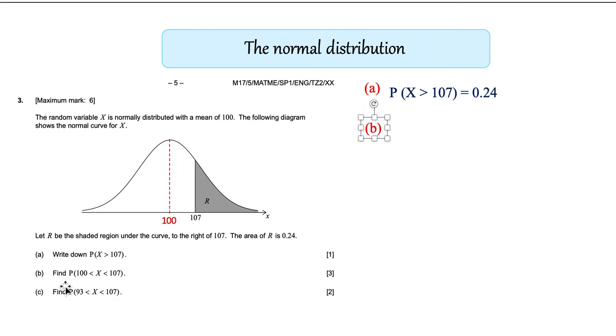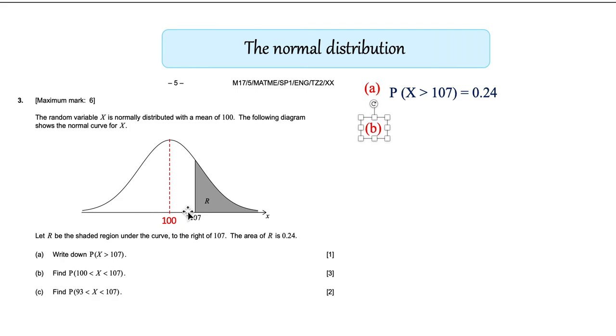They tell you, find the probability that x is in between 100 and 107. So that one's trickier. You can look back at the curve, and they're telling you x is bigger than 100. So on the curve here, you know that it will be somewhere on this half, but it has to be lower than 107. So you can tell from the graph that it will be this area right here, between 100 and 107.